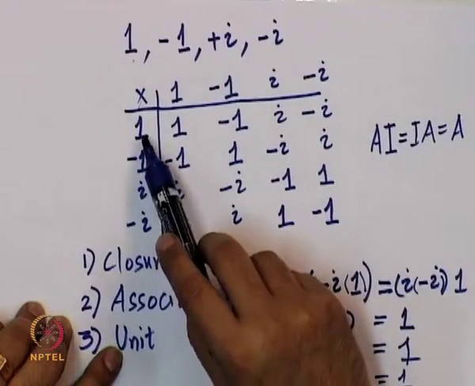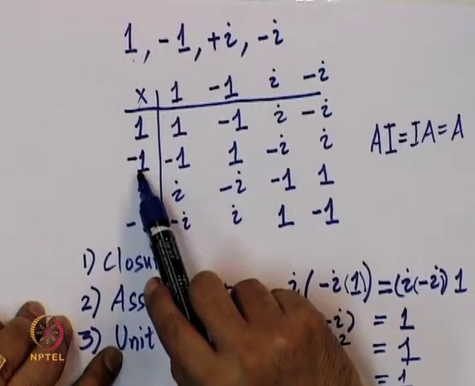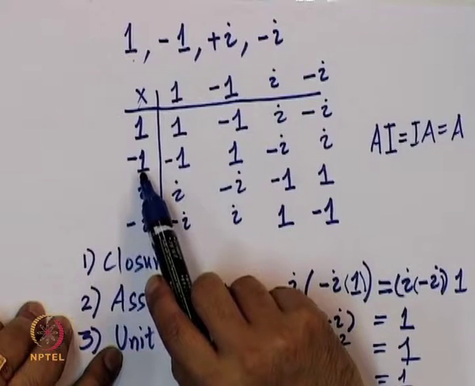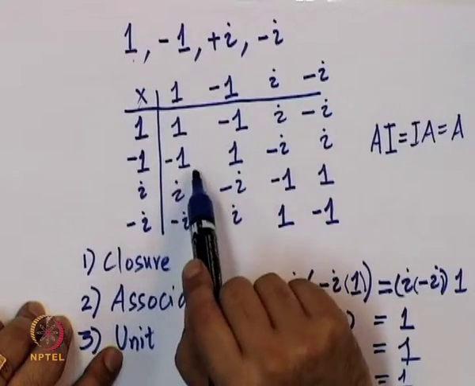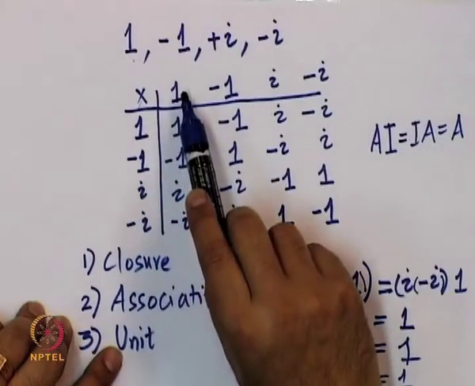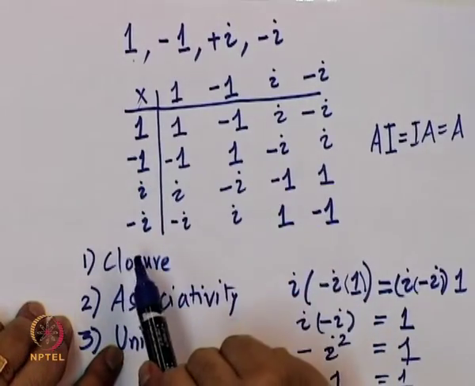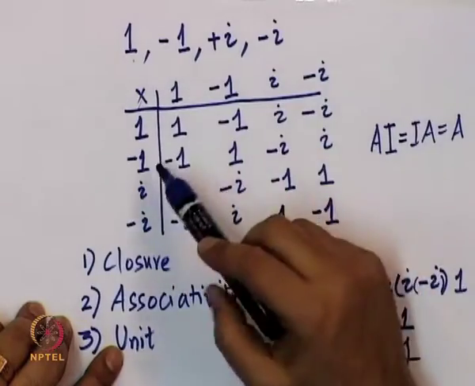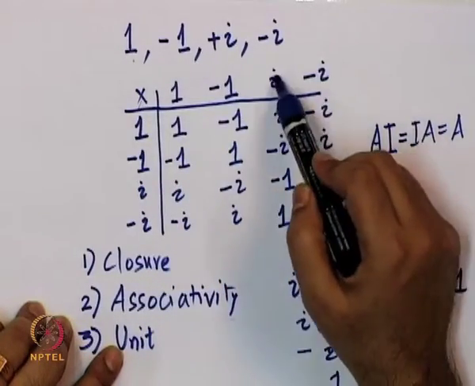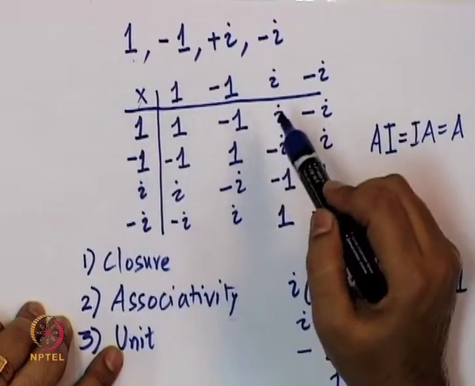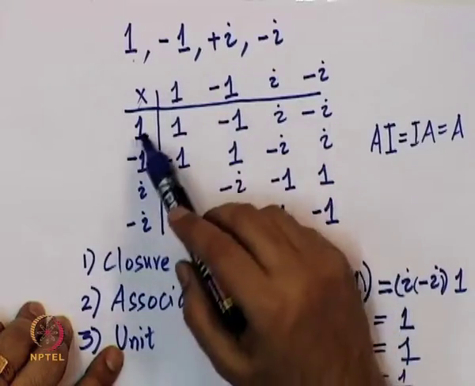So, in the case of 1, for example, if you multiply it with 1, you get 1, and if you want to get minus 1, you can multiply it with 1 and you will get minus 1. I, for example, with 1 will give you I, minus I with 1 will give you minus I, and it is the same in the other way also. So, minus I with 1 will give you minus I, I with 1 will give you I, and minus 1 with 1 will give you minus 1, 1 with 1 will give you 1.